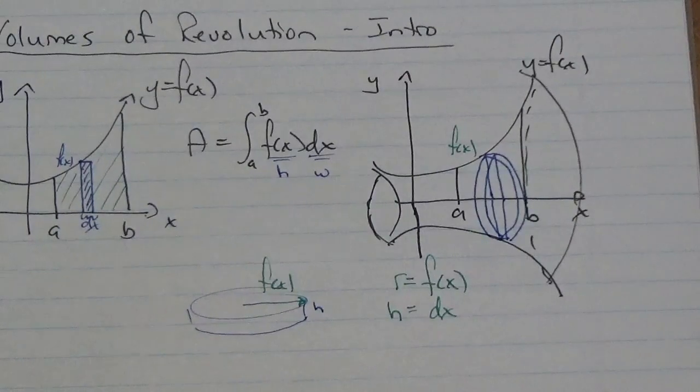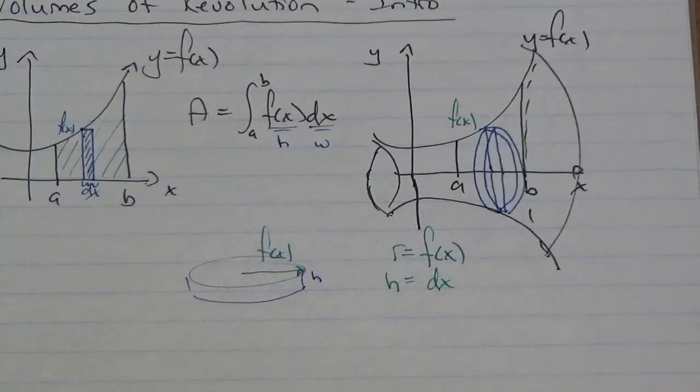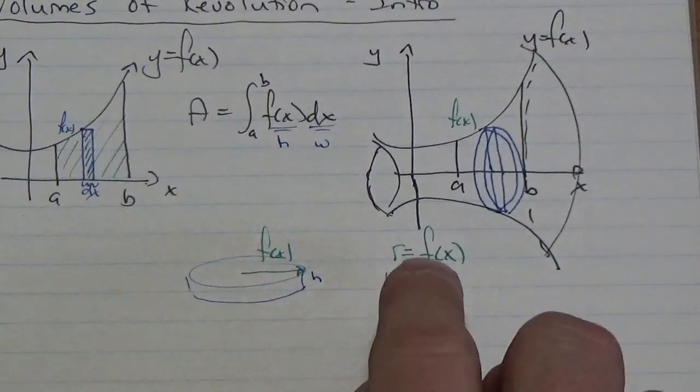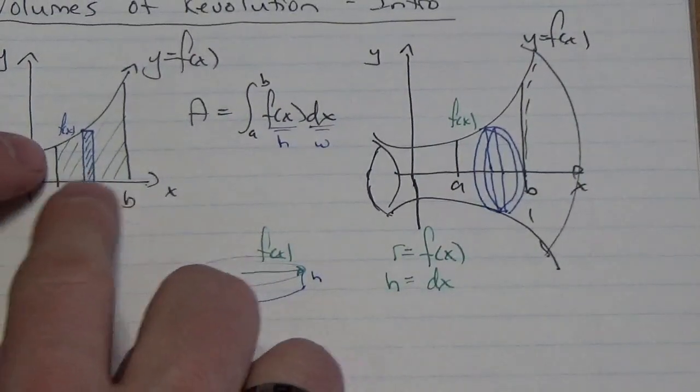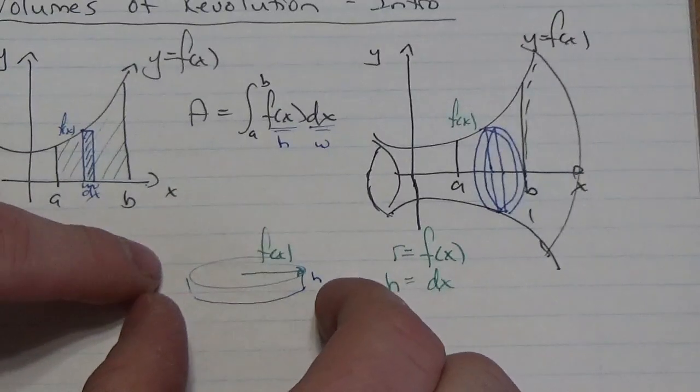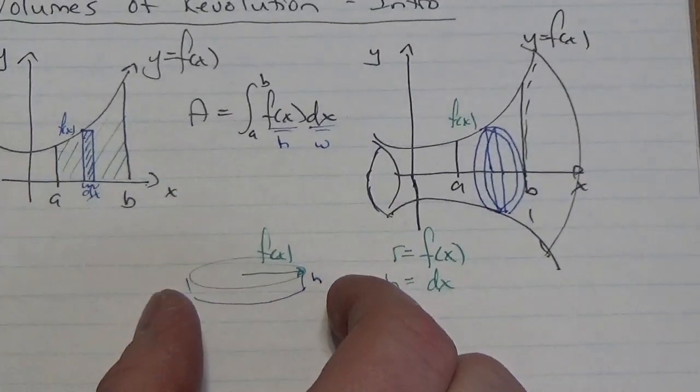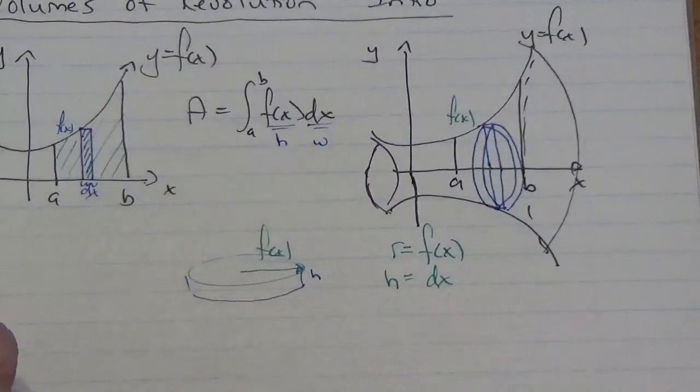And the answer is yes, I can. And in fact, that's exactly what the integral does here. But what I need to do is take my function, and instead of getting the area of the rectangle, we need to get the volume of one of those disks there. But that's actually easy to do.